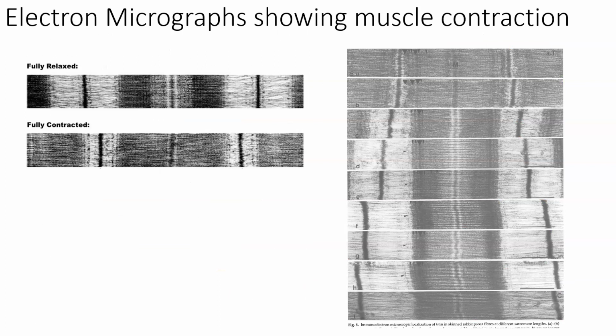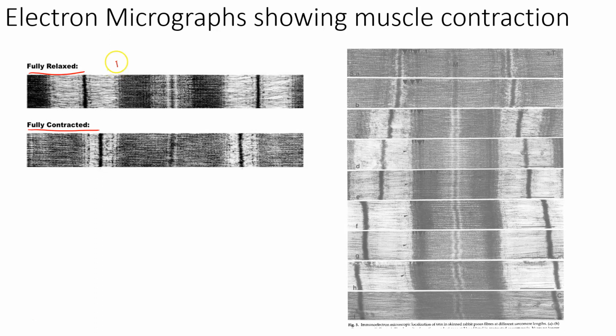The last skill that we need to talk about is identifying different stages of muscle contraction from electron micrographs. You can see that there is a series of micrographs here. On the left side of the screen, this is showing you the difference between fully relaxed muscle fibers and fully contracted muscle fibers. Hopefully you can draw some conclusions.